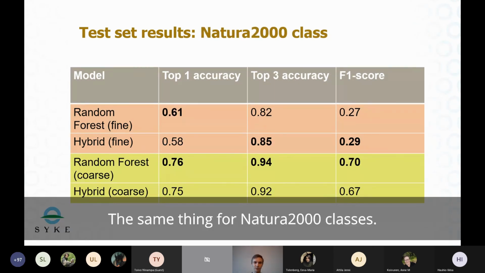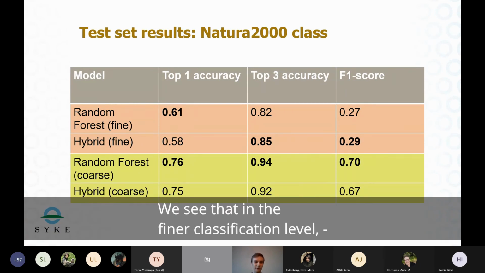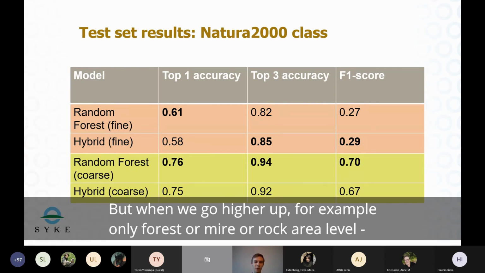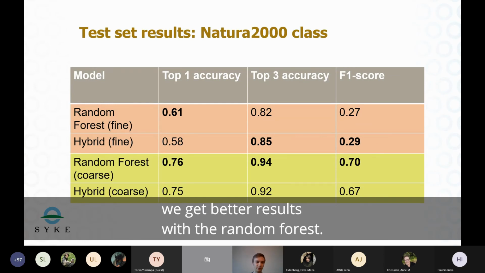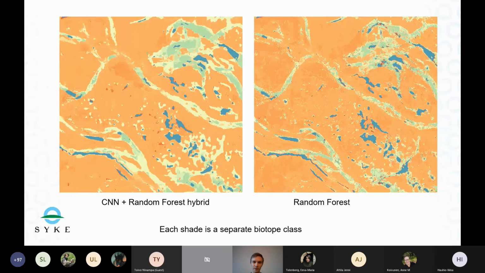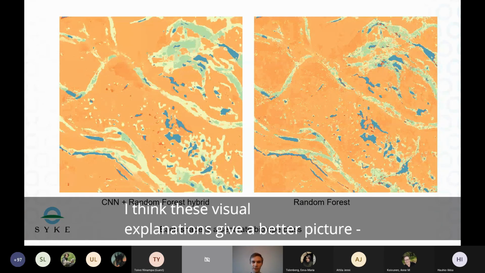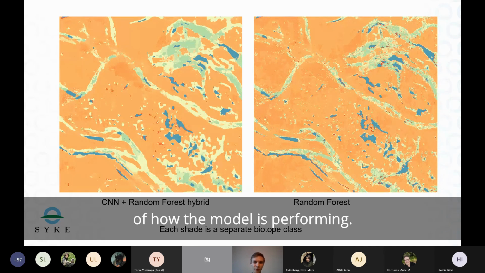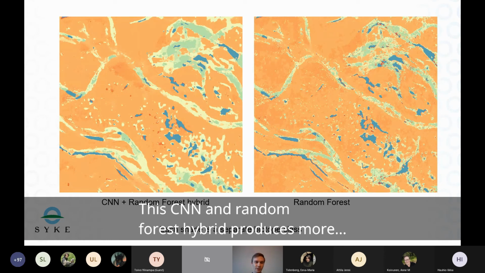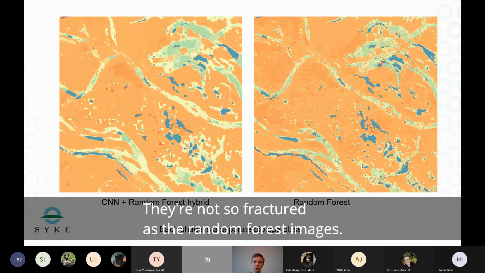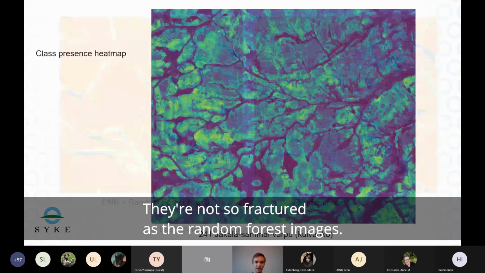And the same thing for Natura 2000 classes. We see that in the finer classification level, where the classes are more fine-grained, we get better results. But when we go higher up, for example to only forest or mire or rock area level, we get better results with the random forest. I think these visual explanations give a better picture of how the model is performing. This CNN and random forest hybrid produces results that are not so fractured as the random forest images.